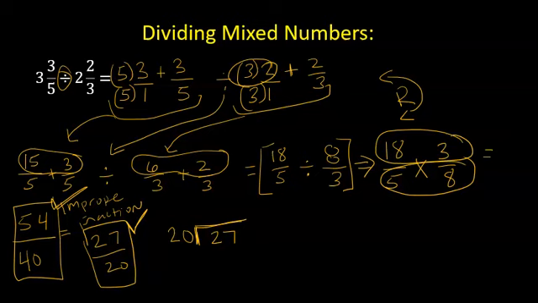So, okay, we have this set up. How many times does 20 go into 27? It goes in one time. 1 times 20 is 20. Our remainder is 7, right?